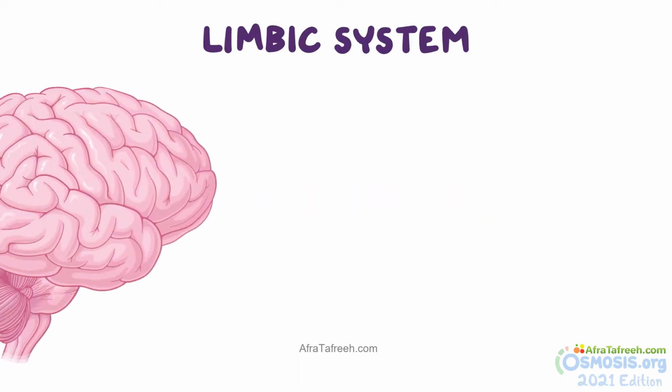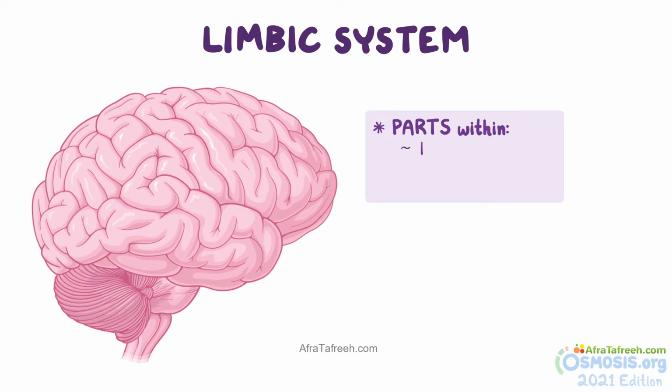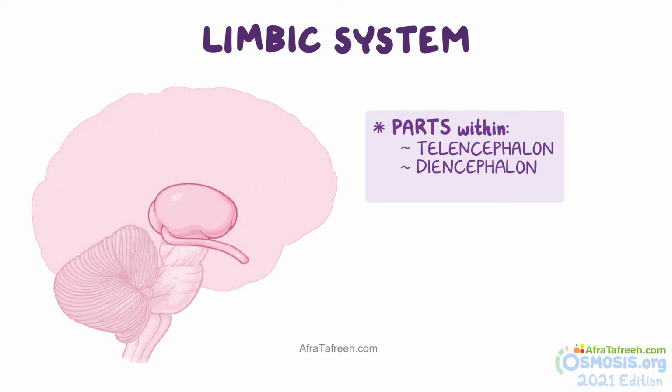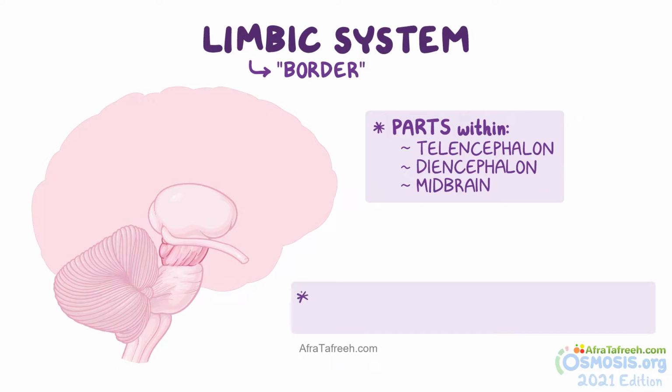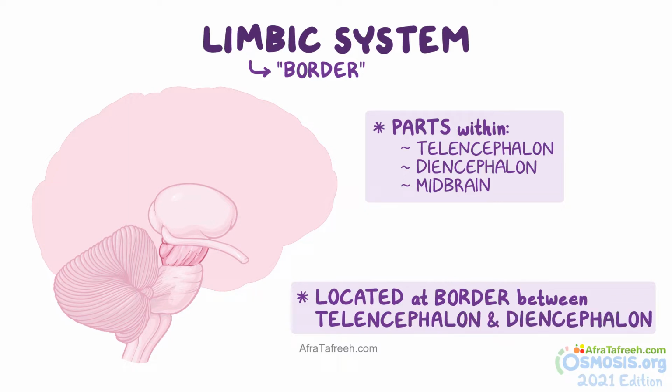The limbic system consists of several parts within the telencephalon, also known as the cerebrum, the diencephalon, which includes the thalamus and hypothalamus, and the midbrain. The term limbic means border in Latin, so this system's name originated from its location at the border between the telencephalon and diencephalon.